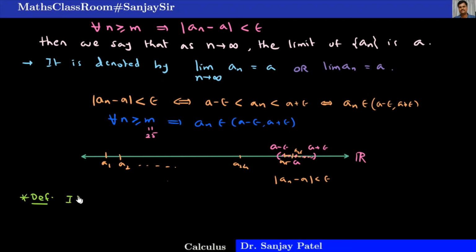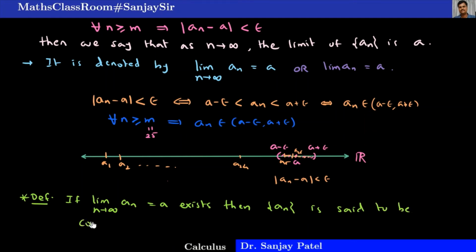If limit n tends to infinity, an is equal to, say, a exists for a given sequence, then the sequence an is said to be convergent. Otherwise, the sequence an is called a divergent sequence.